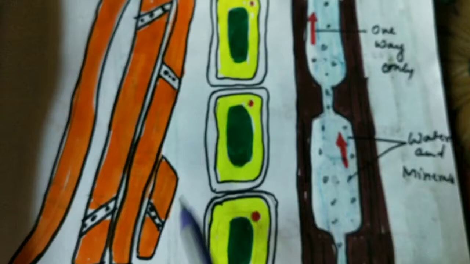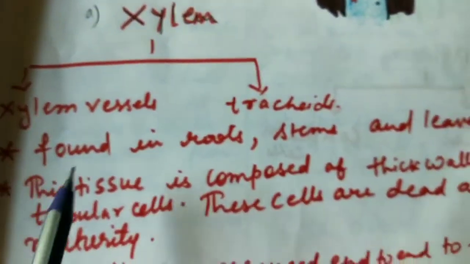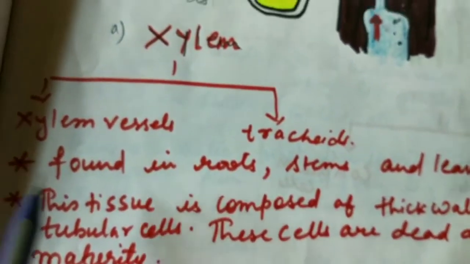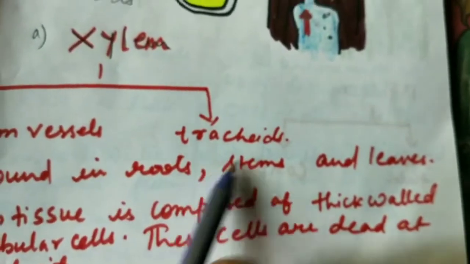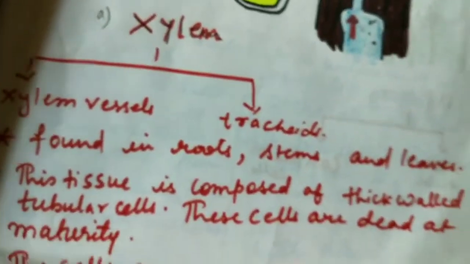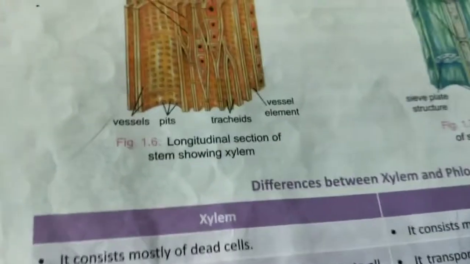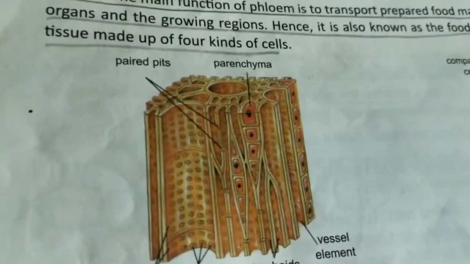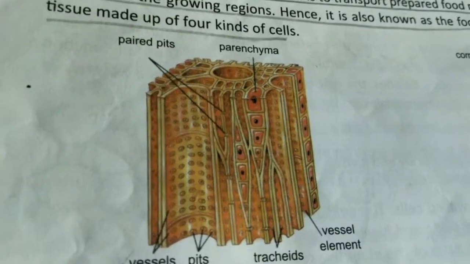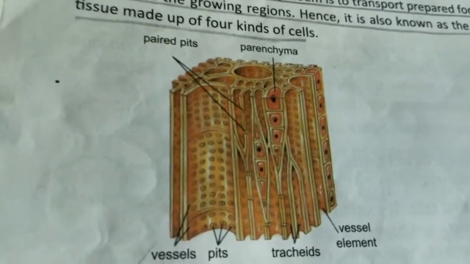So these are the different types of cells. Now, the xylem, where is it found? It is found in the roots, stems and leaves. And this tissue is composed of tubular cells, and these cells, when they mature, they die. So all the rest 3 cells, tracheids, vessels and fibers, are composed of dead cells.